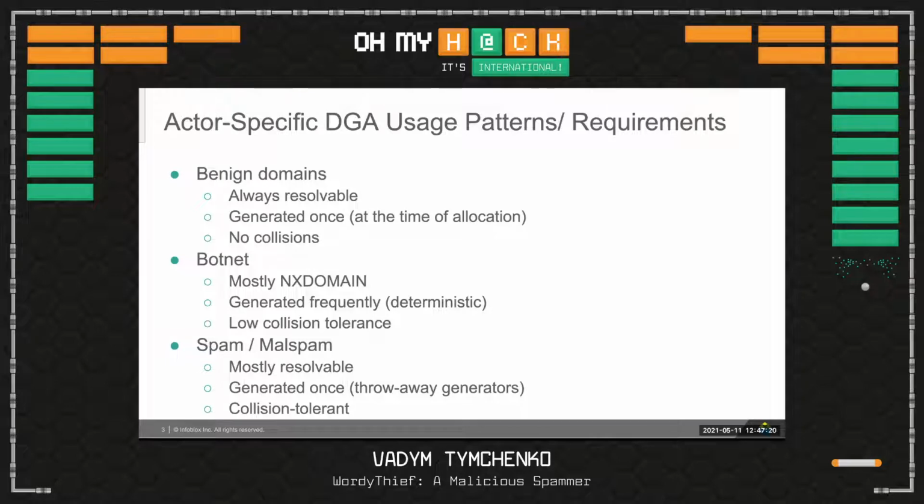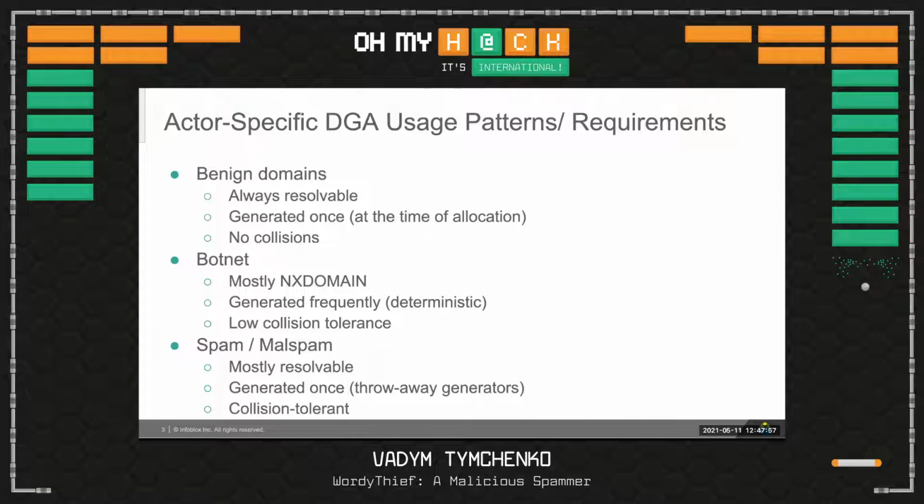The majority of domains generated by botnets return an NXDOMAIN response code. They are generated very frequently. Every infected machine generates its own set of domains, so they have to be highly deterministic. And they have fairly low collision tolerance. So if some domain happens to already exist, the bot has to identify whether it is a command and control server or not, and thus introduces some delay into identification.